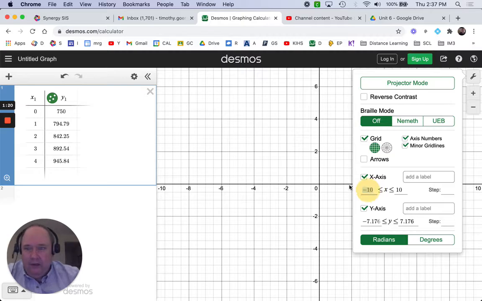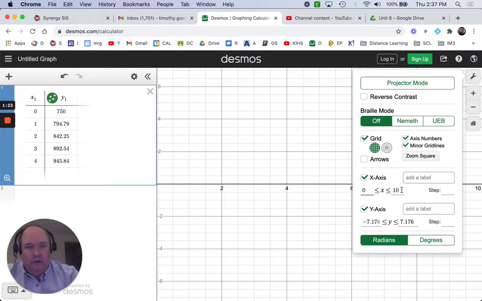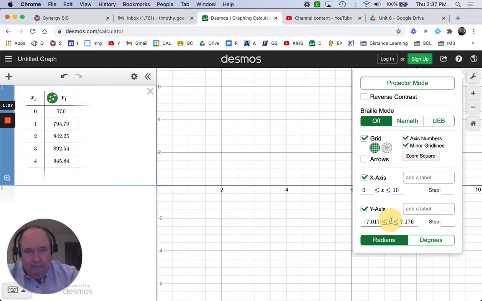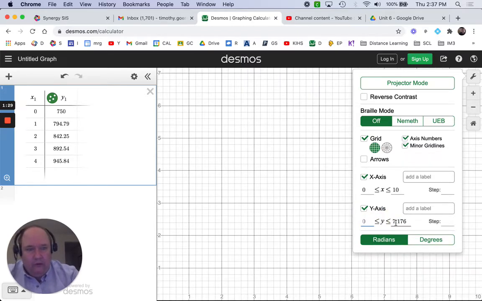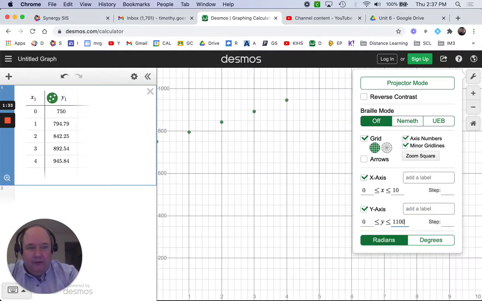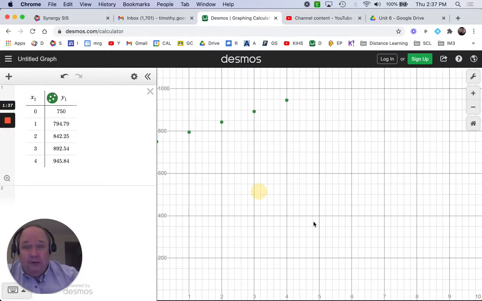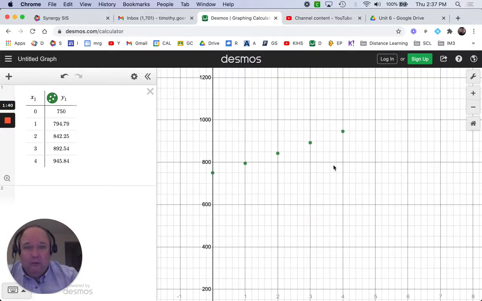All right, I'd like to actually see the graph here, so click on the wrench, and we'll change the scale. So I'm going to change this scale from 0 to 10 is fine. I'm going to change this scale so it goes 0 to, well, what do we got? How about 1100, something like that, so that I can then see the graph in front of me. So do you see the points here that we're working with?